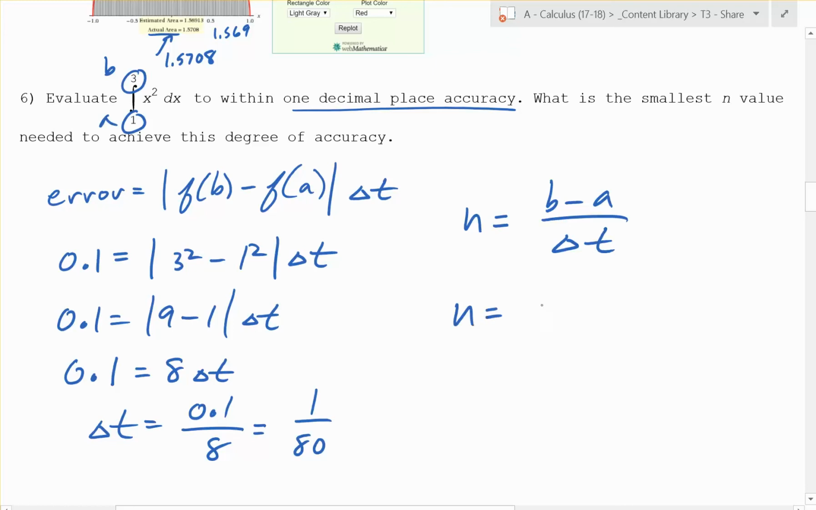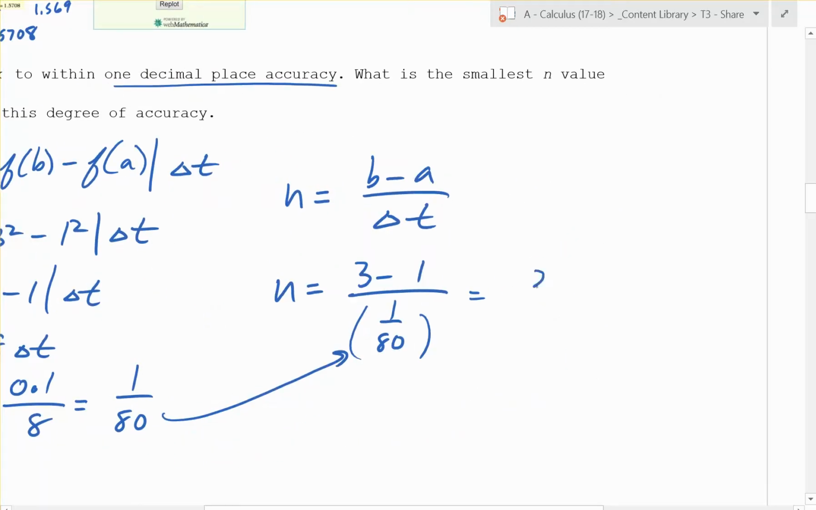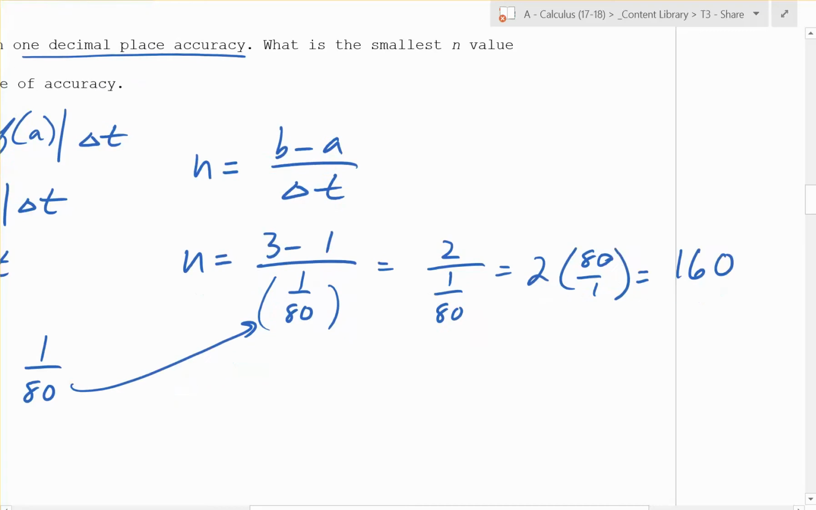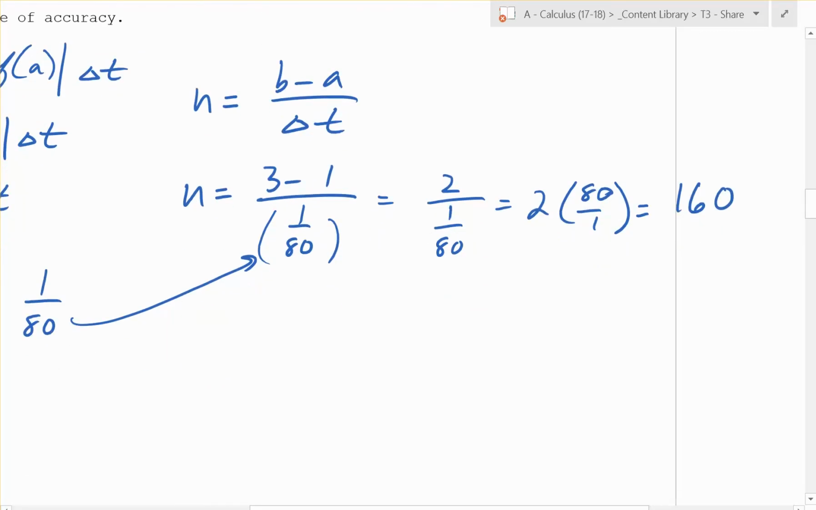So now we know that b is 3, we know a is 1, and we know delta t is 1/80th. We took that and put it right there. So now what do we end up with? 2 over 1/80th, which is 2 times 80 over 1, which is 160. So if we wanted to actually make that estimate, we'd have to make n be at least 160. N needs to be at least 160 for our guess to be within 0.1.